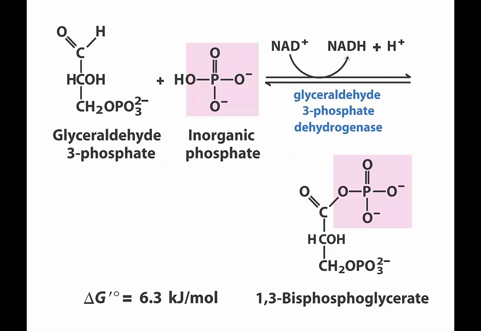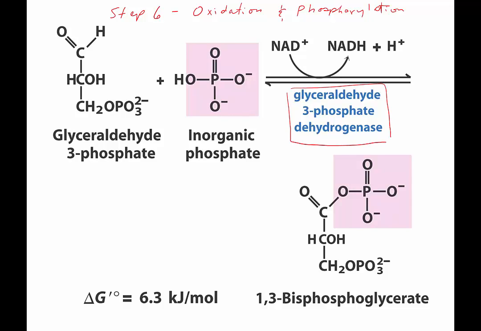Now, step number 6 in glycolysis is an oxidative and phosphorylation step, and part of what's going on is in the oxidation that we're going to perform, we're going to capture some of the energy in the form of the addition of a phosphoryl group to our substrate. So basically the enzyme that's catalyzing this step is our glyceraldehyde 3-phosphate dehydrogenase.